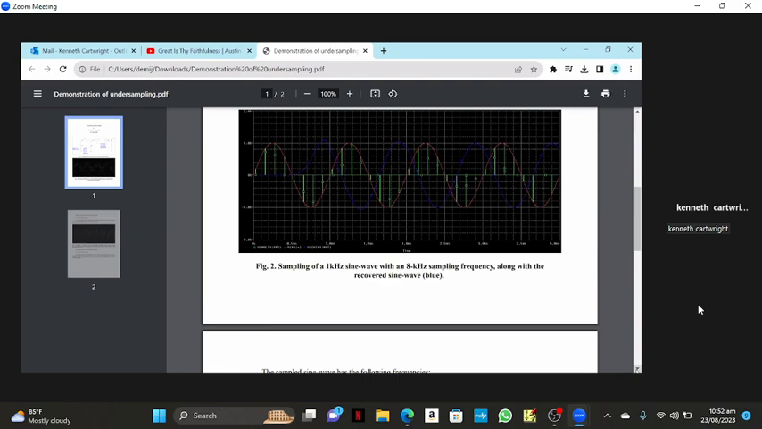Let's see what happens. There's my red, my original signal, 5,000 hertz. There's my green, the sampled version of the red. And there's my blue, the output of the low pass filter. And what has happened? Look at the period of the blue. The period of the blue is different from the period of the red.